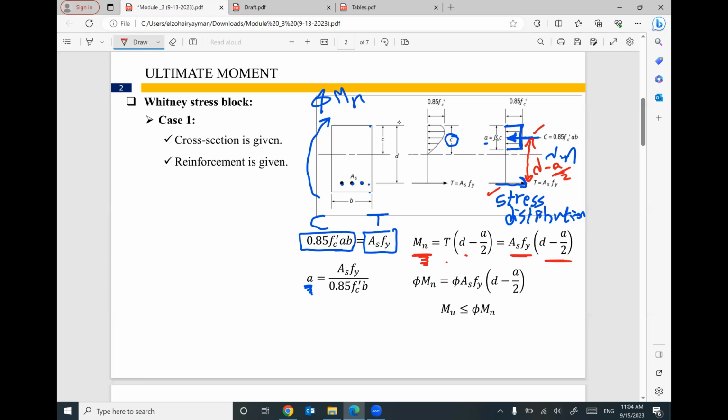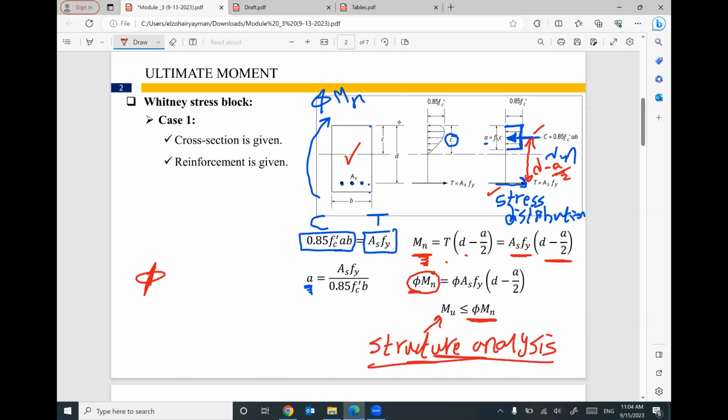Once you get your Mn, you multiply this Mn by a term called phi. Once you multiply your Mn by phi, this term is called the design moment strength. And this design moment strength for this cross section must be greater than or equal to the moment coming from structural analysis, M ultimate. Later, we will cover how to figure out this value, M ultimate.